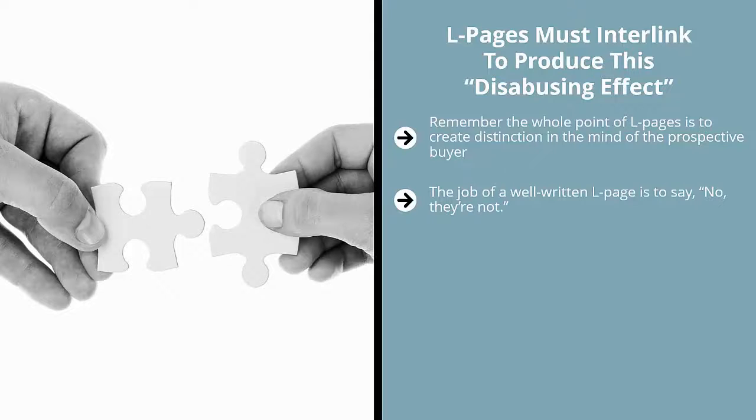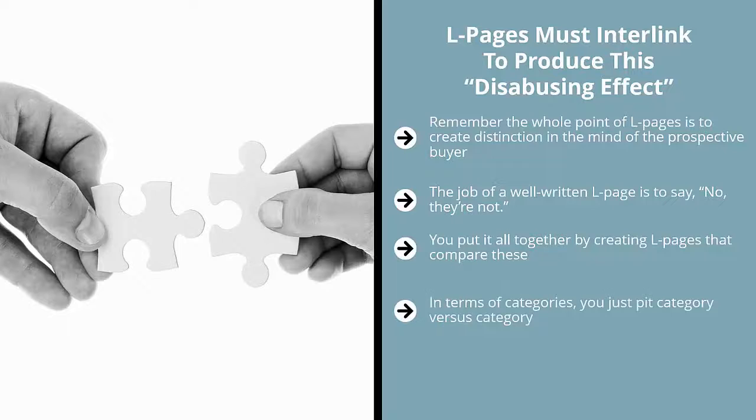There are different types. There are different brands. There are different products. You put it all together by creating L pages that compare these. So, with the different levels, you list them down. You say top level, bottom level, and then explain why. In terms of categories, you just pit category versus category. You would say this is one particular category of solution and this is another.